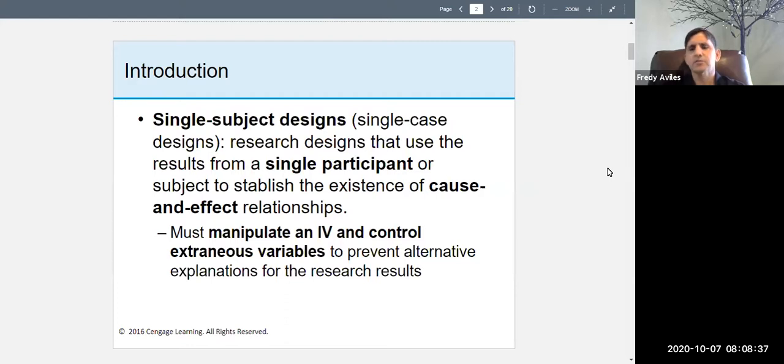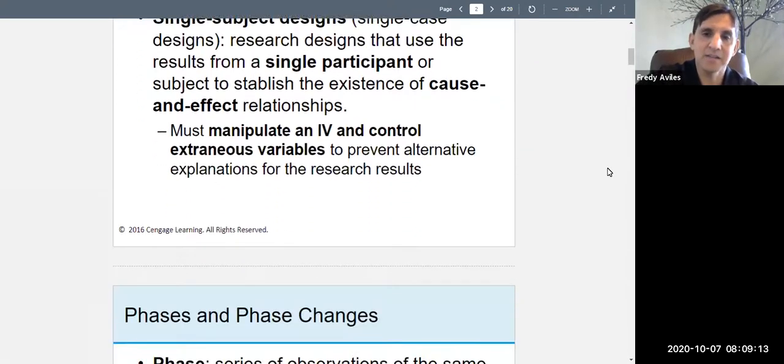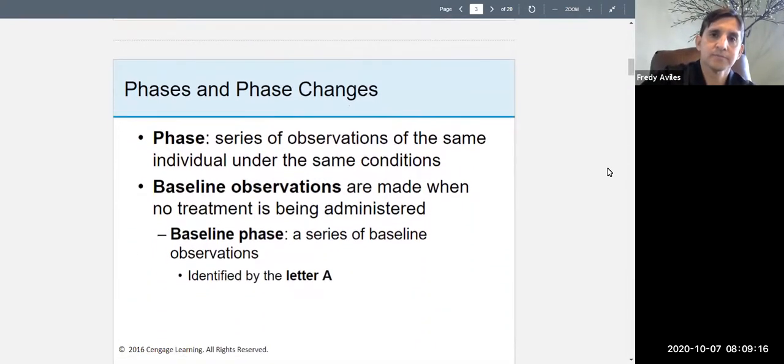Speaking of pigeons and rats, you might remember from Psych 101, B.F. Skinner, Thorndike, those were behaviorists that liked to study animals, and often they would use one animal and do something like this to make their claims about what causes behavior. So that's a single subject design. It's just a study where you only use one participant, one subject, but you do try to manipulate an independent variable, control other extraneous variables to get at cause and effect, although it's not a true experiment.